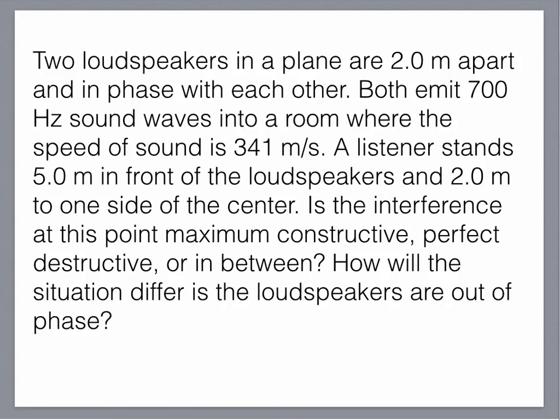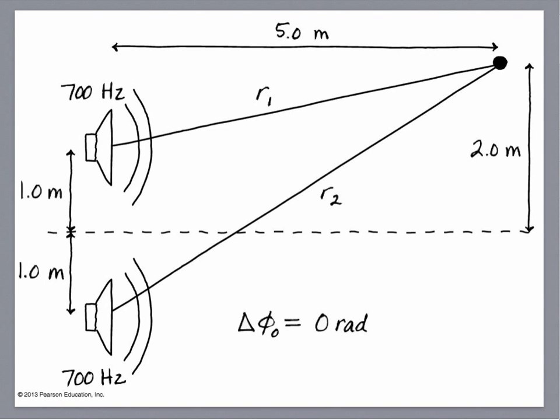So to start, our listener is 5 meters away from the front of one loudspeaker and 2 meters away to one side of the center. The loudspeakers are 2 meters away from each other. So here we have our two loudspeakers. They're 2 meters away, emitting sound at 700 Hz. The big dot there represents where our listener is. So that listener is 5 meters away from the front of the loudspeakers, but 2 meters away from the center line that goes between our two loudspeakers there. Because they're in phase, we can see that our inherent phase difference is 0.